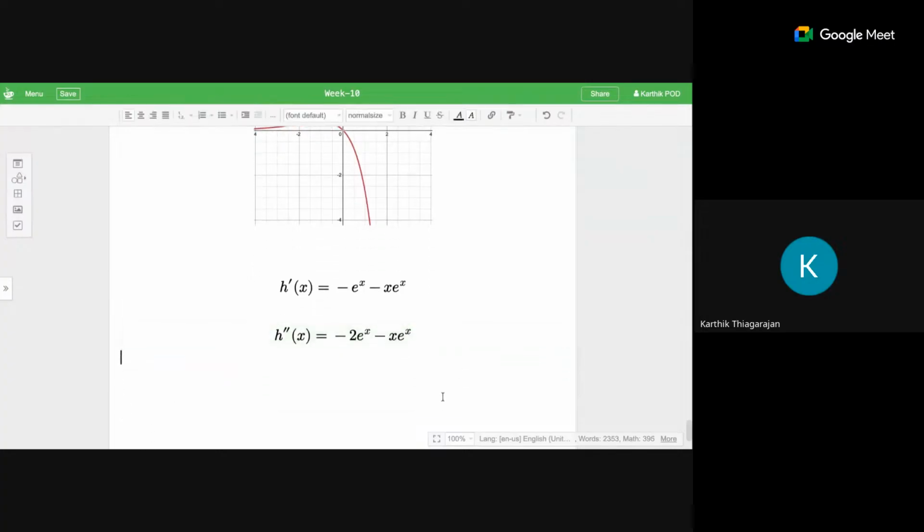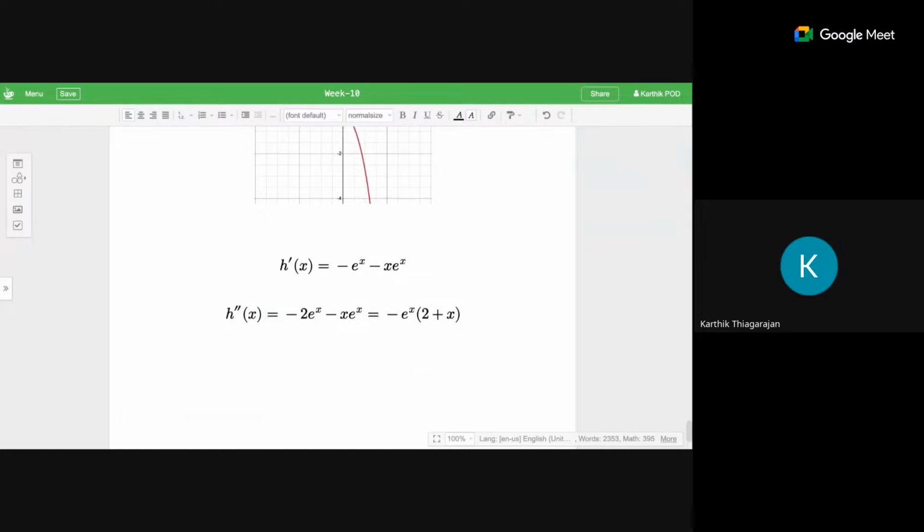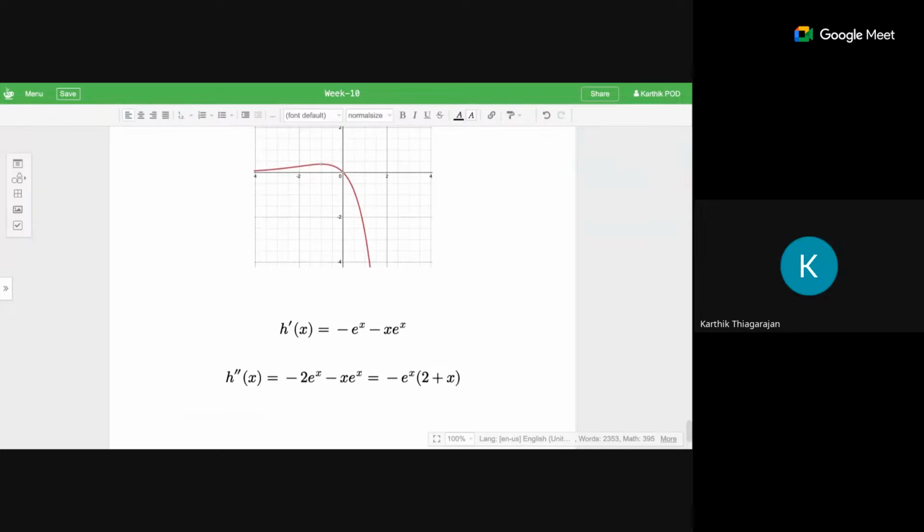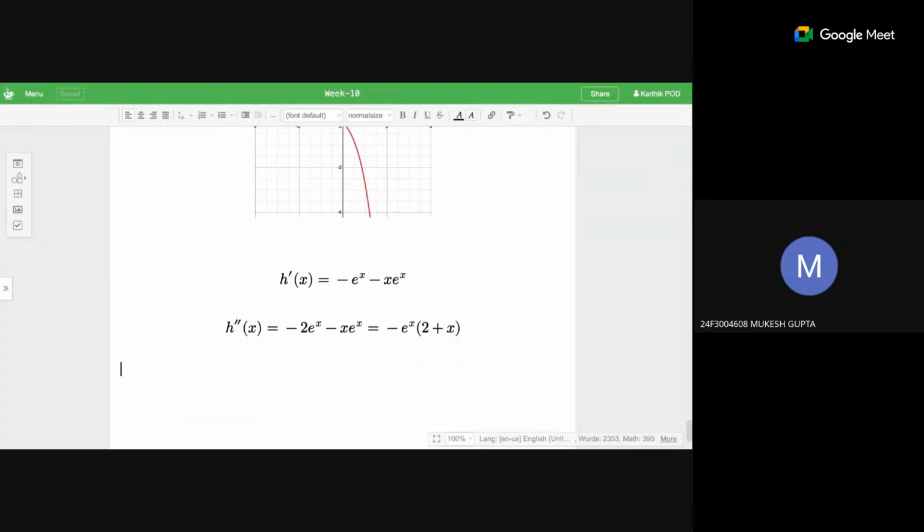Okay. So if we pull the e power x out, you end up with (2 plus x). And what can we say about this? This is not positive, right? Because e to the power of x is positive and you're multiplying. For x less than -2, it is positive, no? So it is actually concave in the region. Sorry, it's convex in the region x less than -2.